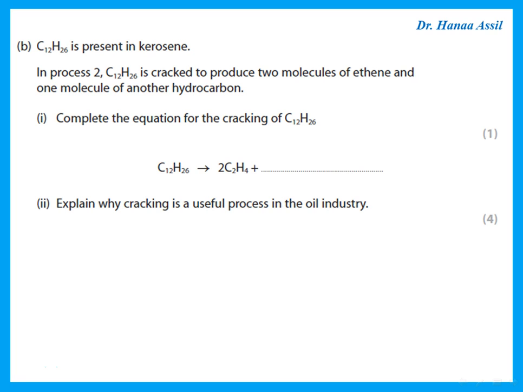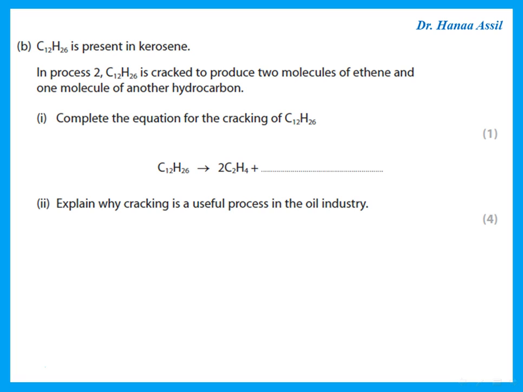Then he says C12H26 is present in kerosene. In process 2, C12H26 is cracked to produce 2 molecules of ethene and 1 molecule of another hydrocarbon. First of all, do you remember what is cracking?